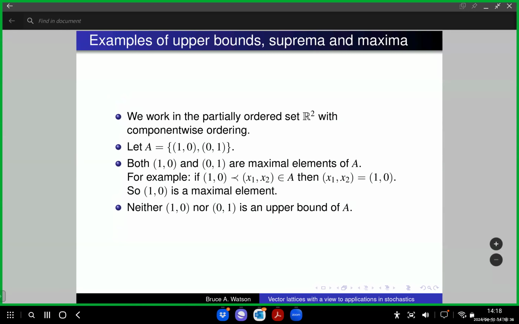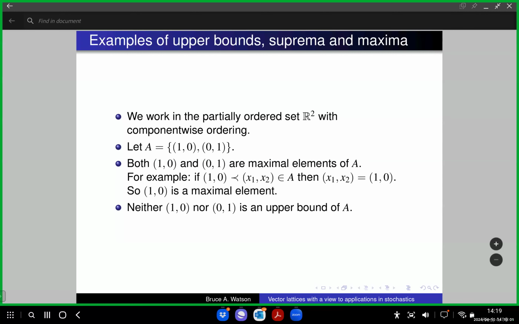We're going to work with R2 with component-wise ordering because it's really nice and easy to work with. And we're going to take our set A to be the pair of vectors (1, 0) and (0, 1). Now, I claim that both of these vectors, (1, 0) and (0, 1), are in fact maximal elements of A.